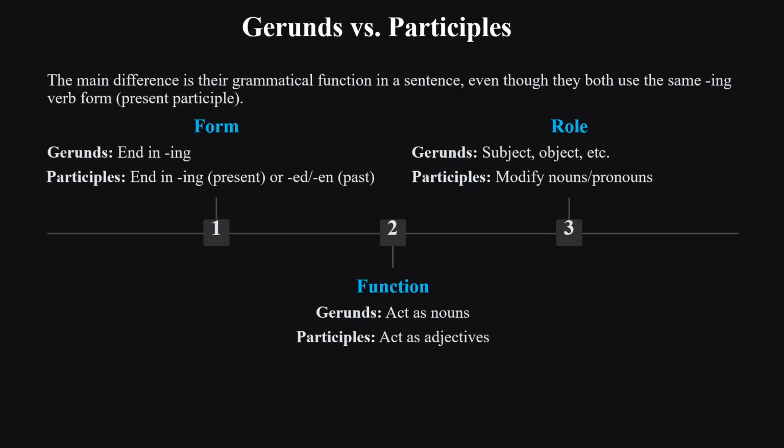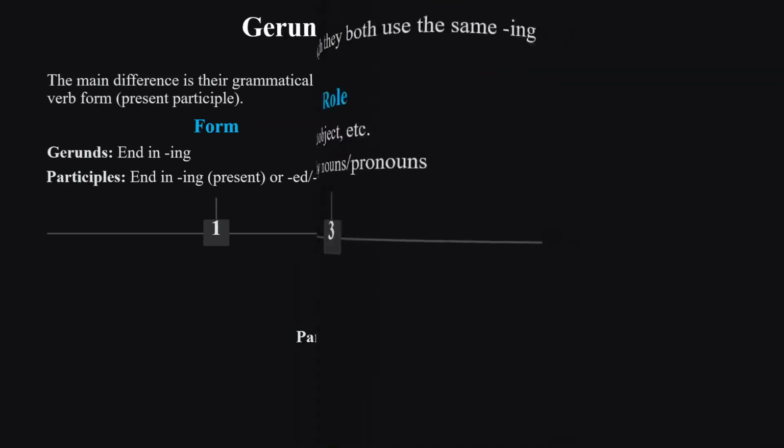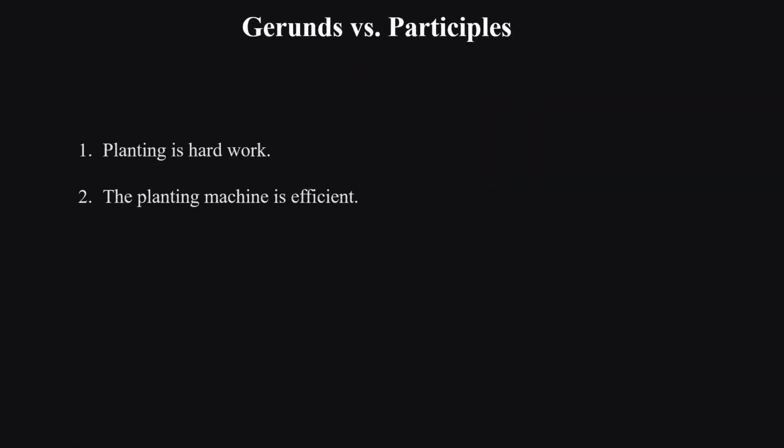Let's compare. Look at this sentence: planting is hard work. What is planting doing here? It is the subject of the sentence. You could replace it with it. It is hard work. So, planting acts as a noun, and it is a gerund.